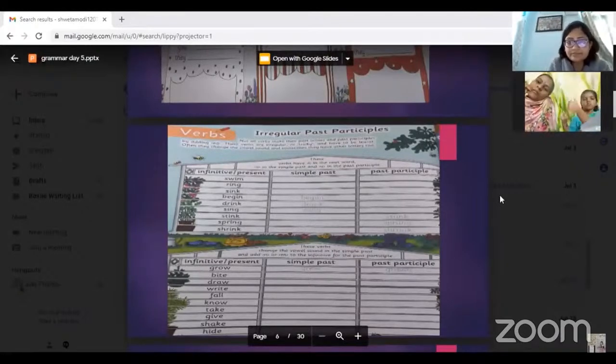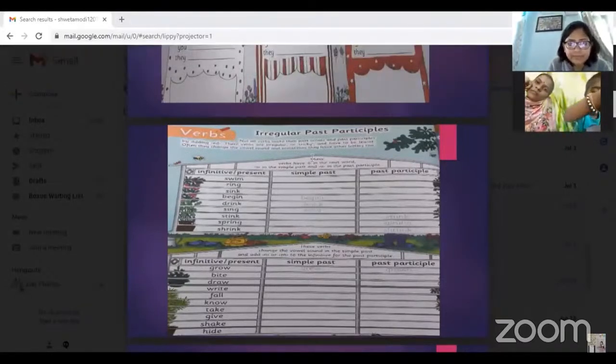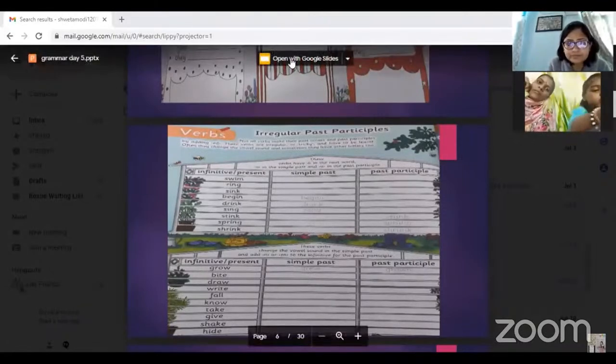Please mute yourself. Kindly mute yourself. There is some noise coming from some children. Some child is talking. Yes, Shweta, can you tell me what is your doubt?